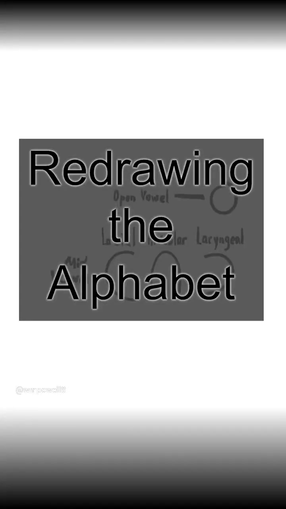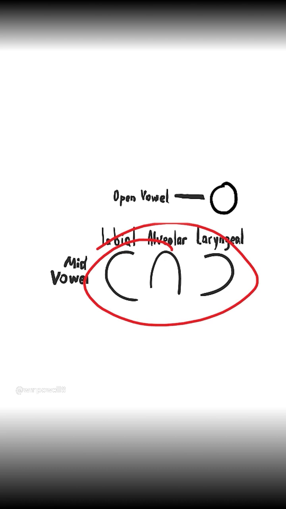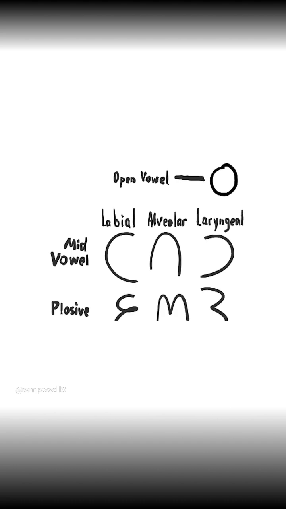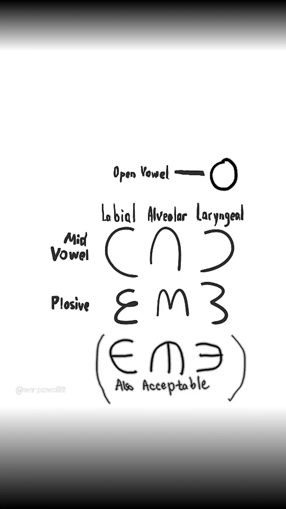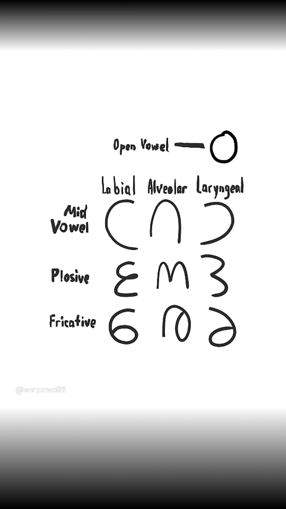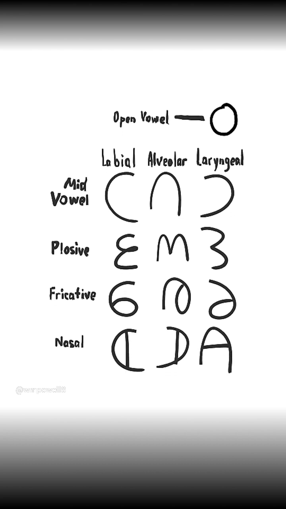Redrawing the Alphabet, Episode 5. Last time, we created a basic shape that can be rotated to represent different places of articulation. Now it's time to modify that shape to represent different manners of articulation, creating the majority of our letters. Let's add a stroke down the shape to represent a plosive, a stroke going inward at the end of the shape and meeting back up with the main body of the shape on the inside to represent a fricative, and a stroke going across the shape to represent a nasal consonant.